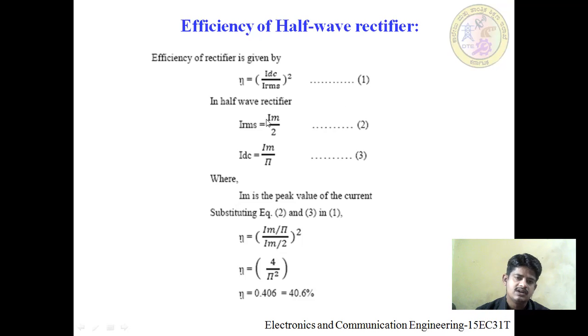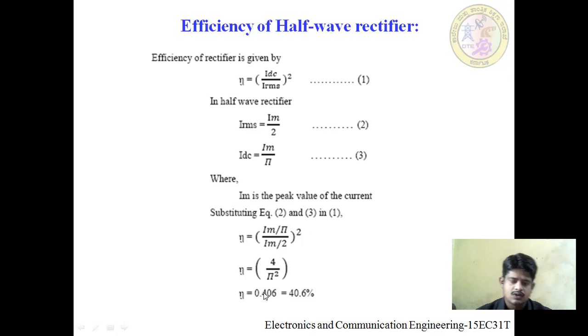So we have the equation value for these two equations, IRMS and IDC. We are going to substitute these two values in the efficiency equation. So let's do that. Efficiency eta is equal to, so IDC will be substituted with Im by pi, and IRMS is substituted by Im by 2, whole square.